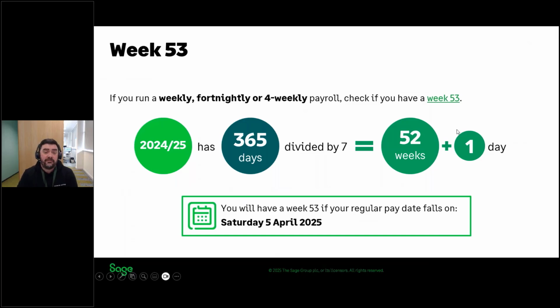Now, a week 53 just means that tax needs to be calculated on a week 1 basis, and there's nothing that you need to do differently when you process this in payroll. So it's just for awareness that tax will be calculated on a week 1 basis. You don't need to change any tax codes. You would simply set your process date as normal, so to Saturday the 5th, if that's your pay date, and then payroll will apply the appropriate calculations to your employees.